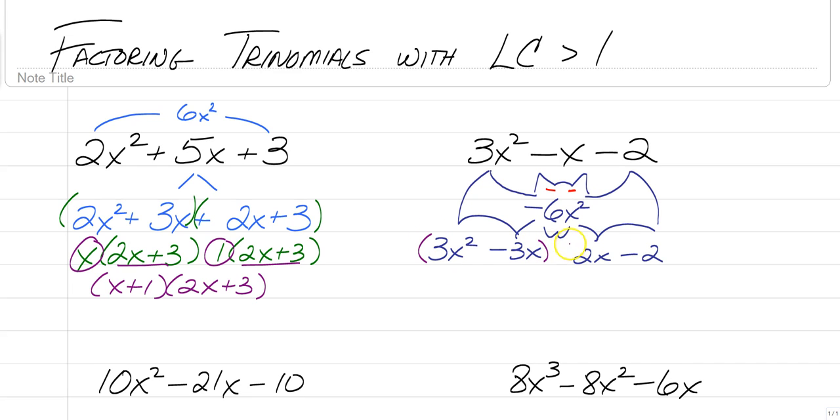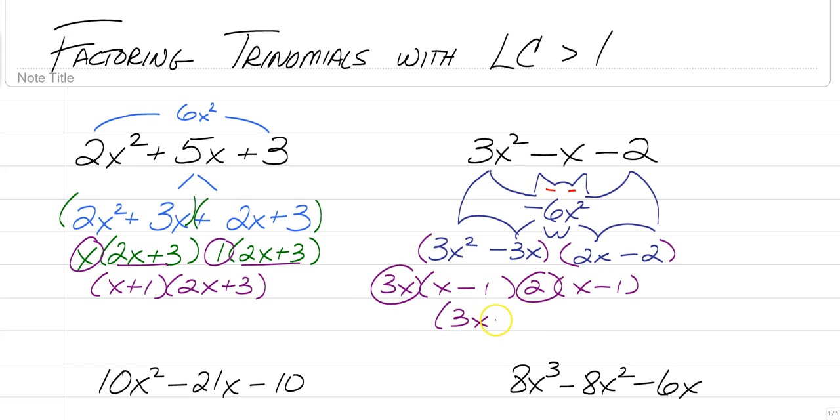So really, it's the same thing. You wrap the first two and the last two in parentheses. You factor out your GCF of 3x squared and a negative 3x, which would be a 3x, leaving you with an x minus 1. And then over here, you can factor out a 2, leaving you with x minus 1. And then you've got your outsides, or your GCFs. You put them together to make their own binomial of 3x plus 2.